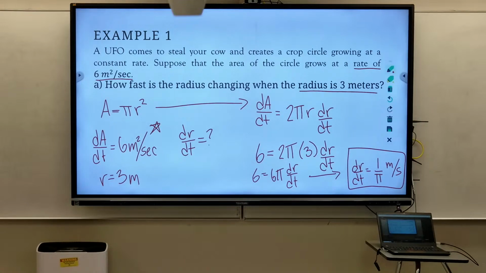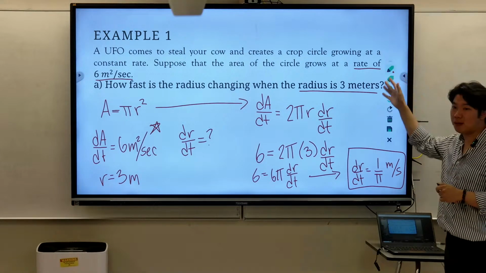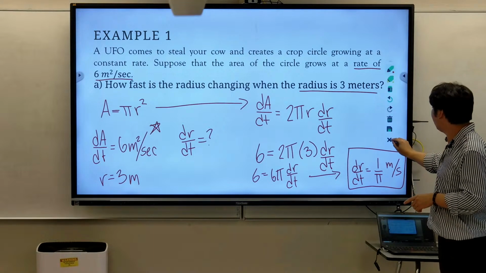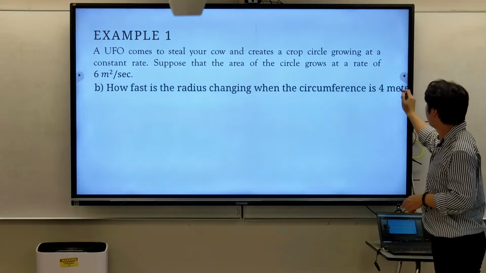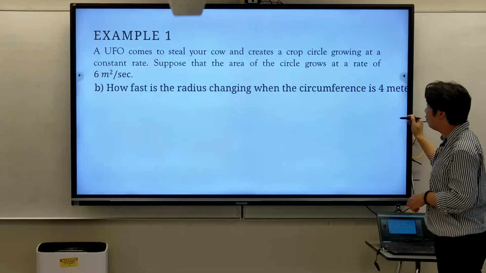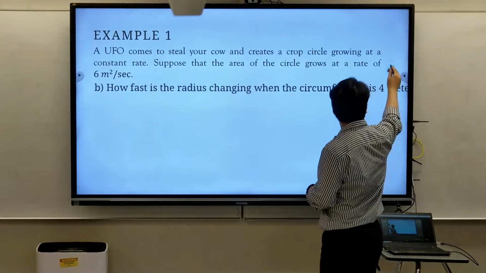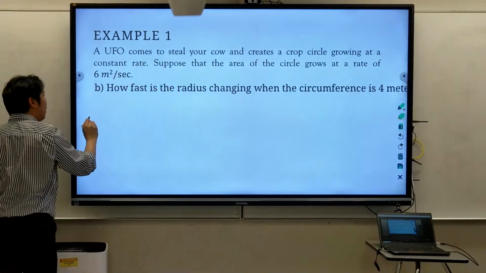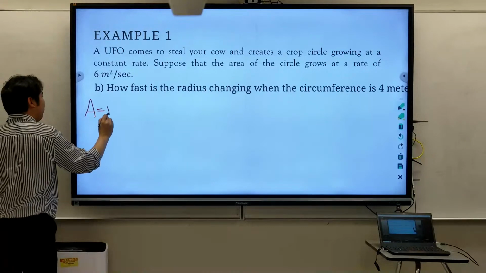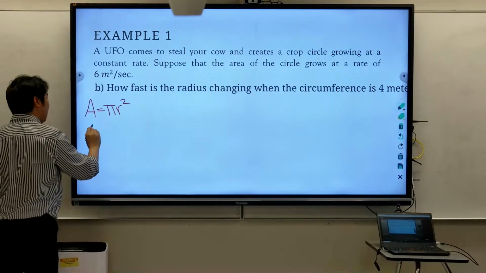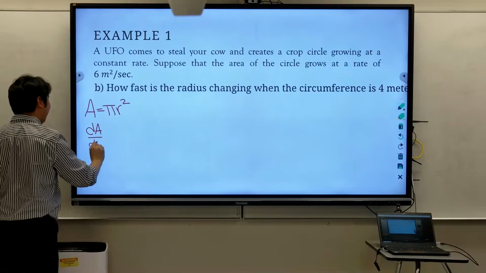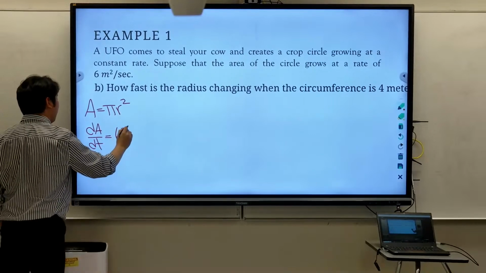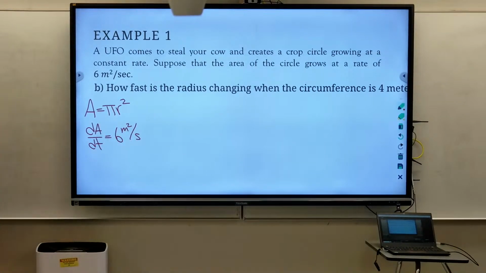All right, so let's look at part B. Part B, I'm going to keep this first paragraph the same. And I don't know why this text decided to get larger. So since I kept this first paragraph the same, I'm still talking about a circle with pi r squared. And I still know that dA dt is 6 meters squared per second. That hasn't changed because that wasn't part of part A. That was part of the original paragraph.